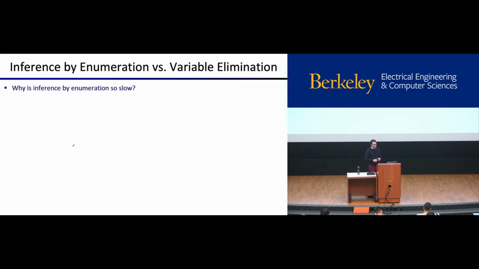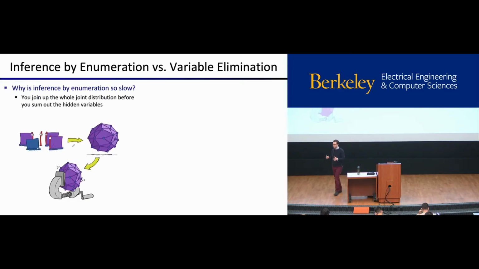So inference by enumeration is the method where we do this, right? We multiply all of the conditional probability tables together. We get this giant unwieldy joint distribution that's a function of all the different variables. And then we're going to start summing out all the variables we don't need.